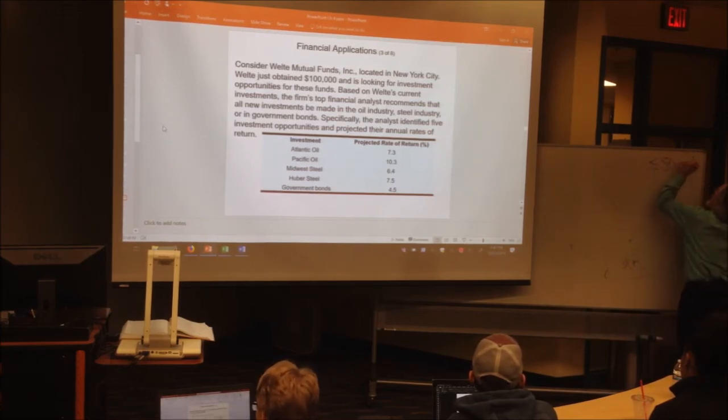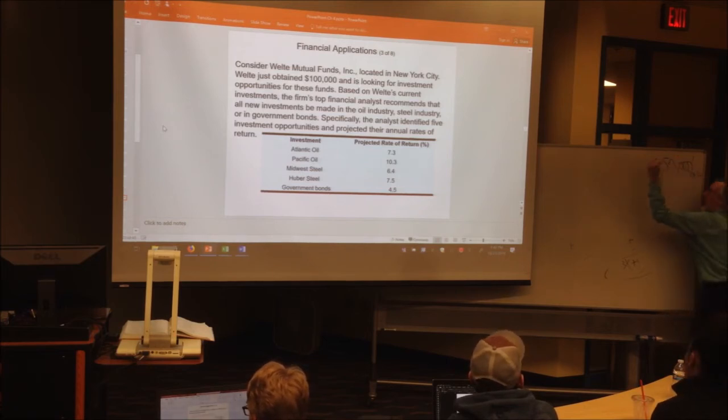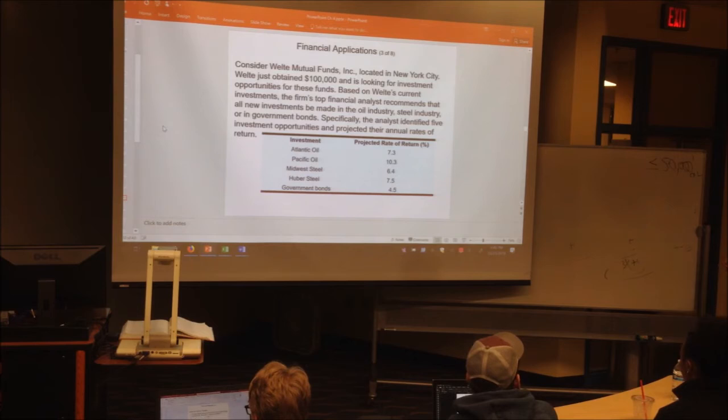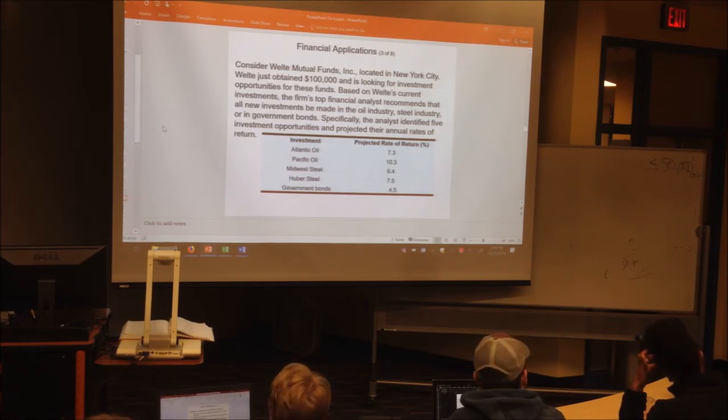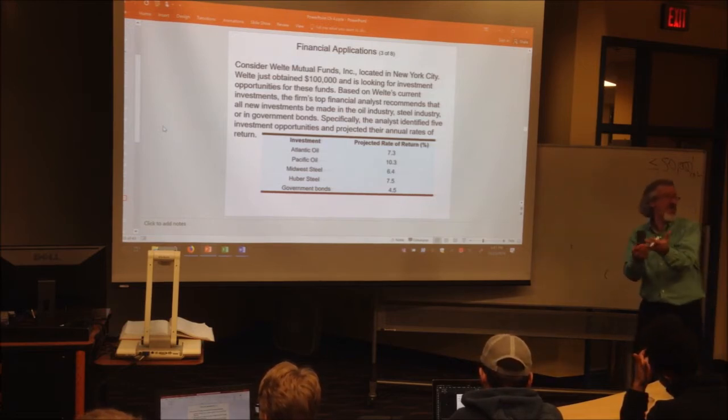Let's start though with oil. Over here should be something that talks about how much we would put of the 100,000 invested in oil, the oil options. Let me also ask you, how many variables are there in this problem? How many decisions? 5, because there's 5 investments.